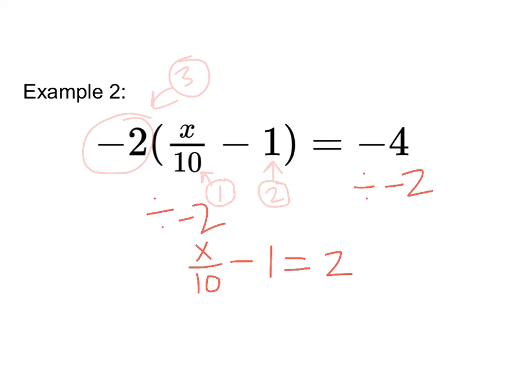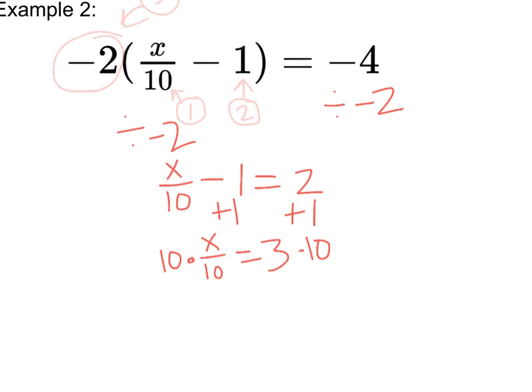Okay, and now the next step will be getting rid of that minus 1. So I'll add 1 to both sides. And then finally, we need to get rid of that divide by 10. We'll do that by multiplying by 10. And that'll give me x equals 30.